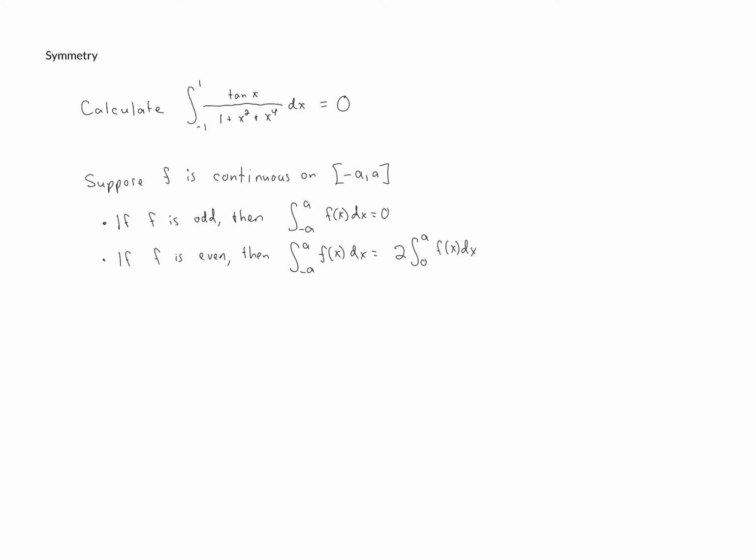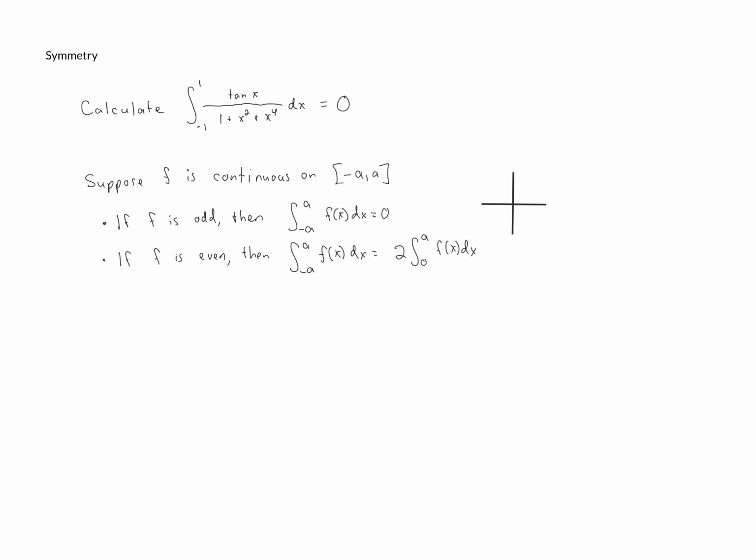So in each of these examples, suppose f is a continuous function on the closed interval from -a to a. If f is an odd function, which is what we saw up here, then the integral from -a to a of f of x dx is equal to 0. And I can show you a quick sketch of why that's the case.